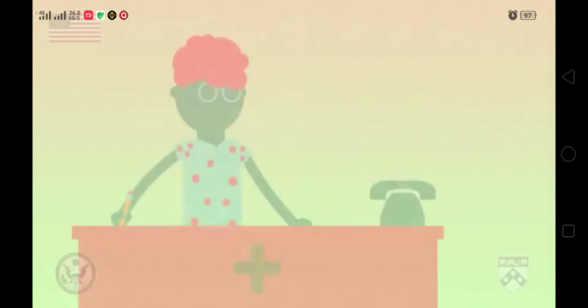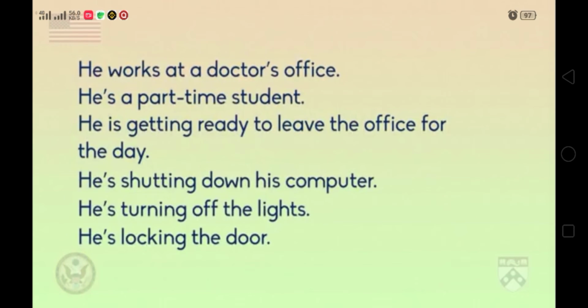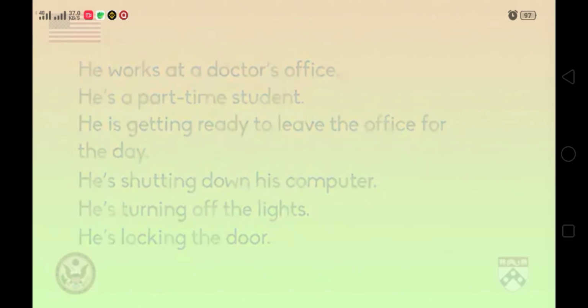Let's look at Marco again. Remember, he works at a doctor's office. He is also a part-time student. What's he doing now? He is getting ready to leave the office for the day. He's shutting down his computer, he's turning off the lights, and he's locking the office door.